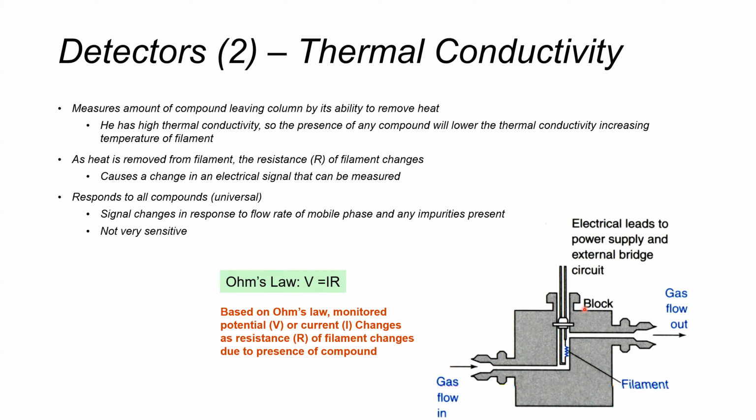It responds to all compounds, so it's pretty much universal, because every compound will reduce more or less the thermal conductivity of helium. The problem is it's not very sensitive. You need quite a lot of your analyte before you see a significant deviation in the current or the electrical signal. This is all related to Ohm's law, where the potential is equal to the current times the resistance of the filament.